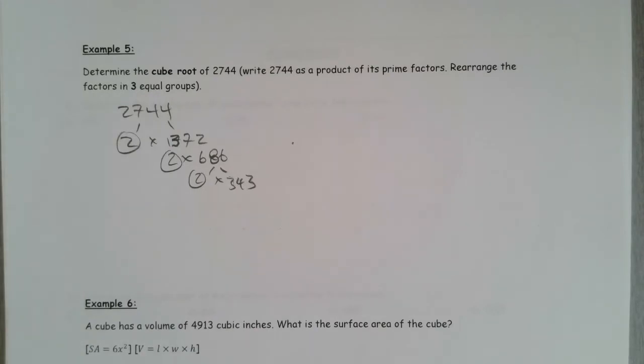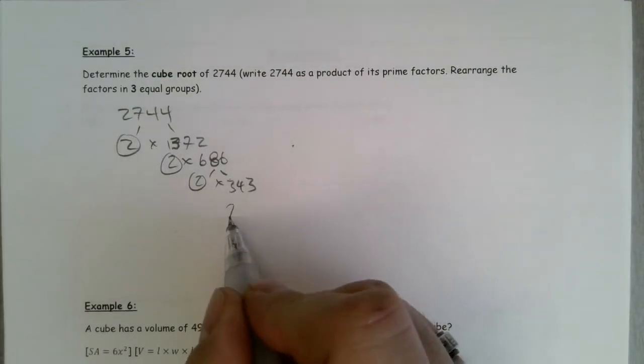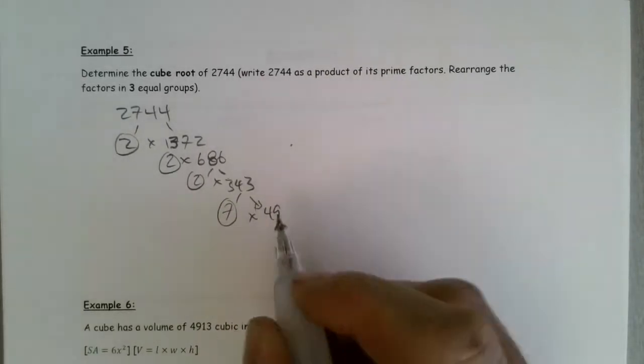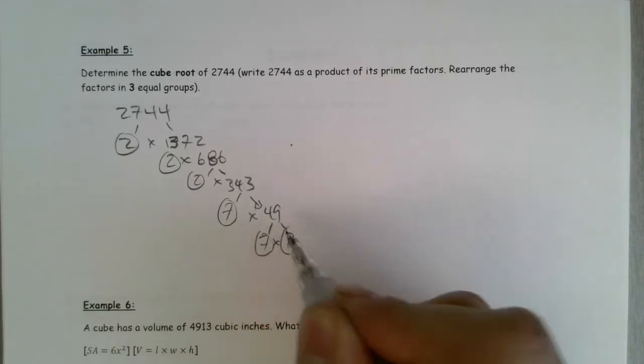Turns out it's not divisible by 3 either. It's not divisible by 4, because if 2 was, then I would question whether 4 was, but it's not. It's not divisible by 5. Turns out it's divisible by 7. I had to go all the way up to 7, but 7 is a prime. And then 49 is going to be 7 times 7. So now I've got my prime factors here.